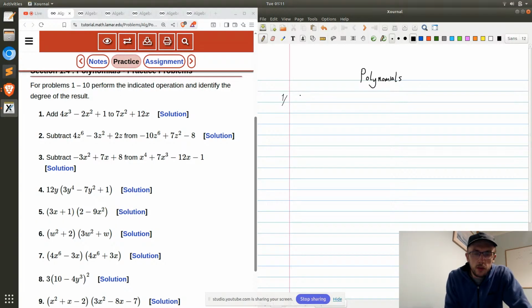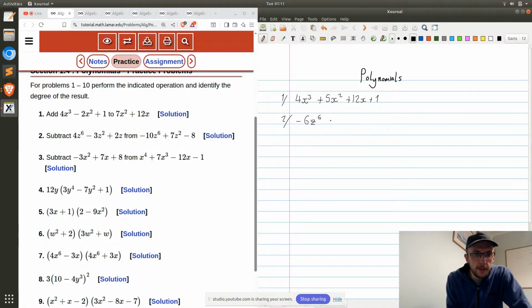Okay, so in descending powers of x: 4x cubed plus 5x squared plus 12x plus 1. All right. Next up, in descending powers of z as well, I'll combine 4z to the 6 and negative 10z to the 6 to get negative 6z to the 6.